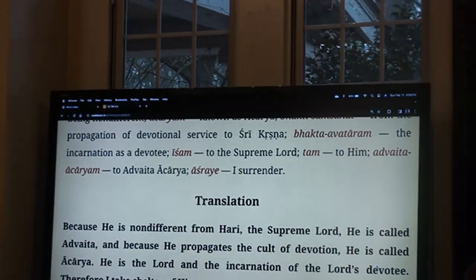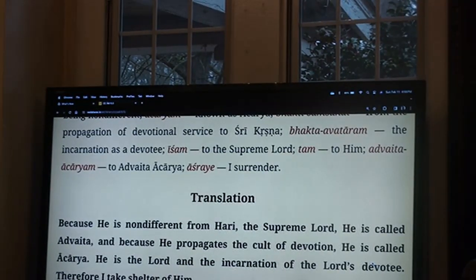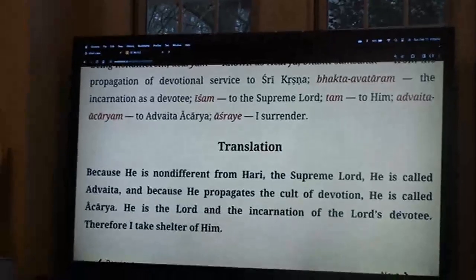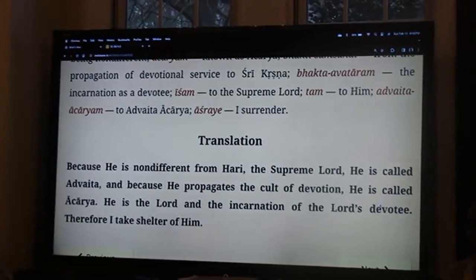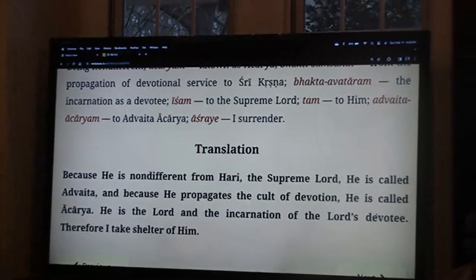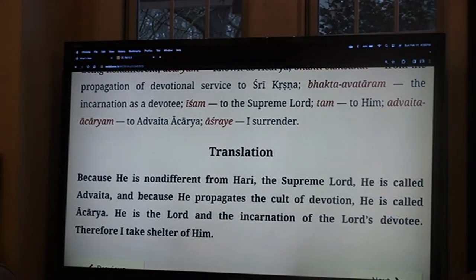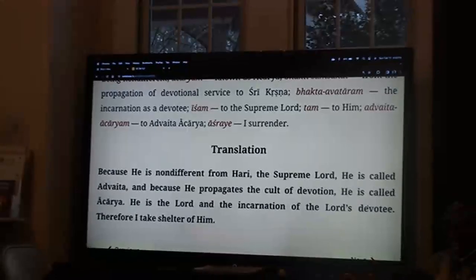Because he is non-different from Hari, the Supreme Lord, he is called Advaita. And because he propagates the cult of devotion, he is called Acharya. He is the Lord and incarnation of the Lord's devotee. Therefore, I take shelter of him.